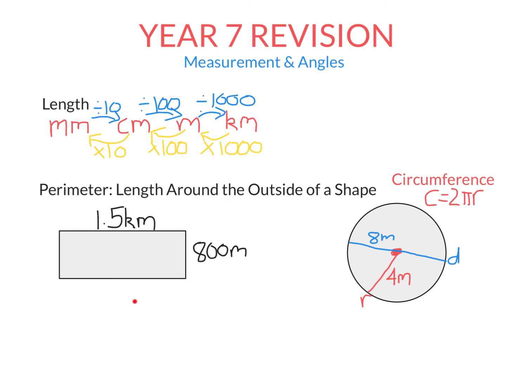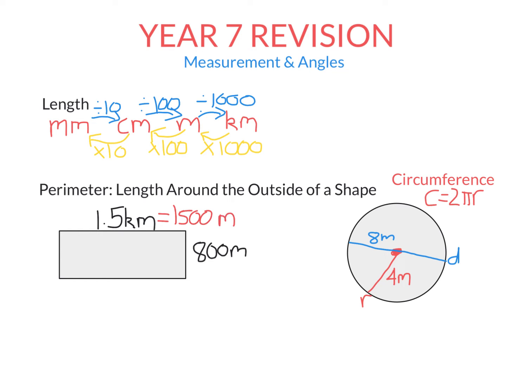So let's look at finding the perimeter of this shape here. So this is a rectangle. Now, as I'm sure you know, perimeter is just the length around the outside of the shape. So we're just going to add up each of these sides. The problem is that they're in different units. So I must first change them so they're in the same units. So I'm actually going to change this 1.5 kilometers to meters. Kilometers to meters, I times by 1,000. 1.5 kilometers is the same as 1,500 meters.